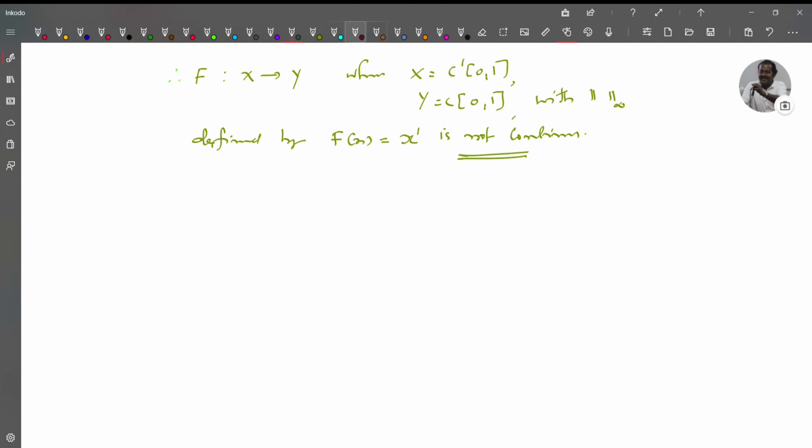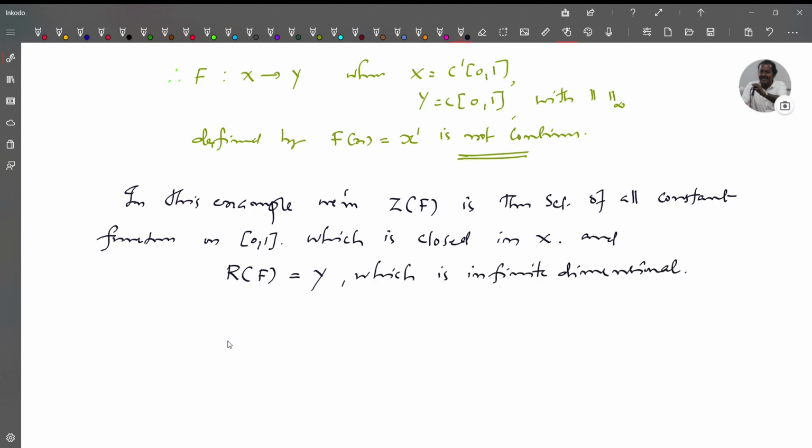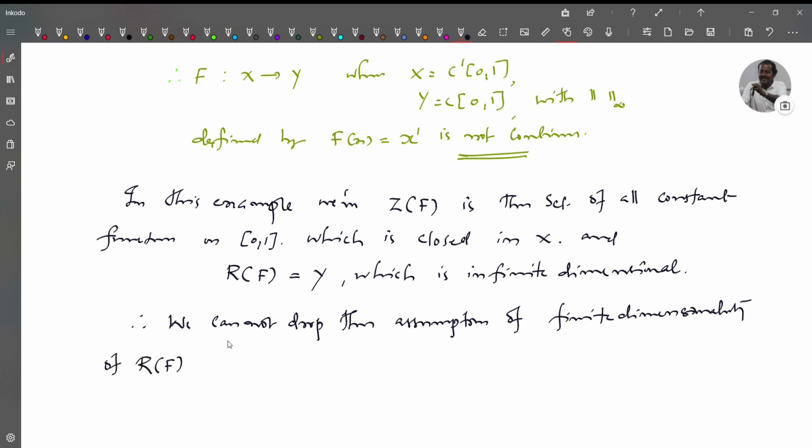In this example, we have the zero space of f is the set of all constant functions on [0,1], which is closed in X, and the range space of f equal to Y, which is infinite dimensional. Therefore, we cannot drop the assumption of finite dimensionality of R of f in the previous corollary.